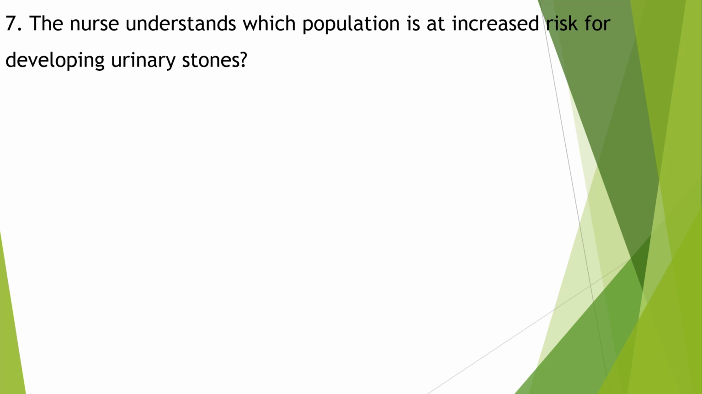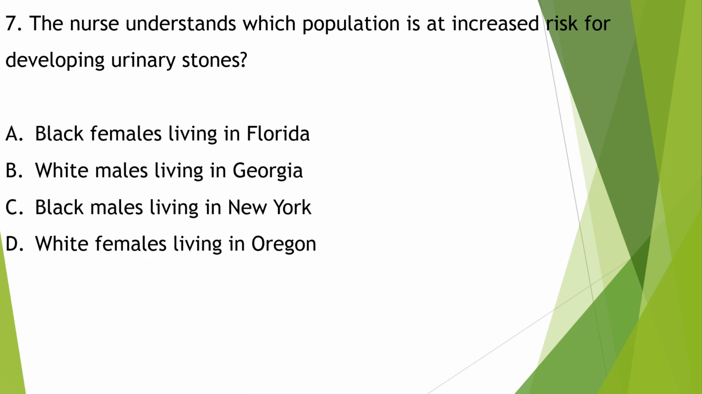The nurse understands which population is at increased risk for developing urinary stones: a black female living in Florida, white males living in Georgia, black males living in New York, or white females living in Oregon. Urolithiasis or urinary stones are most prevalent in Caucasians, males, and those living in warm and humid environments. So here it's white males living in Georgia.